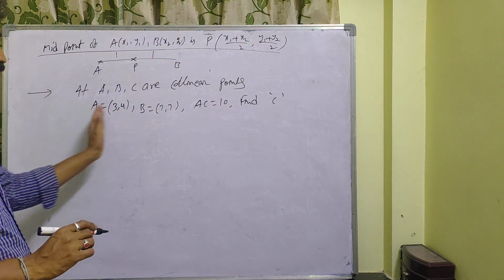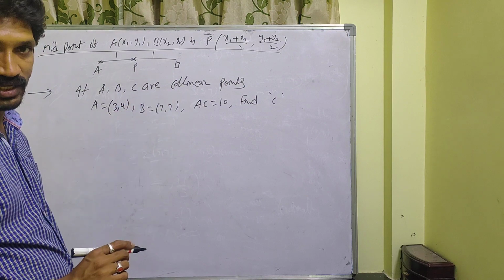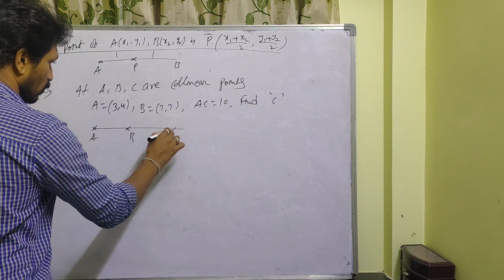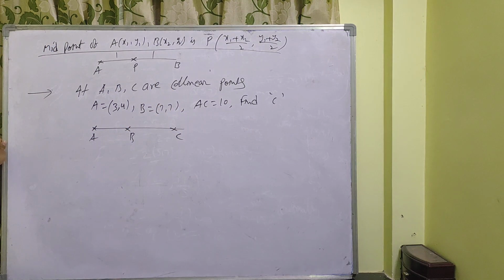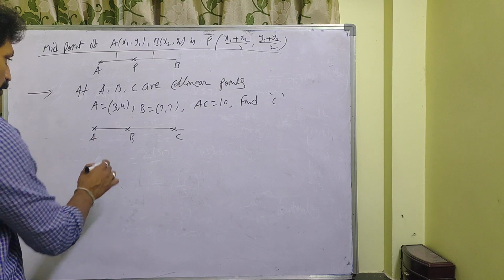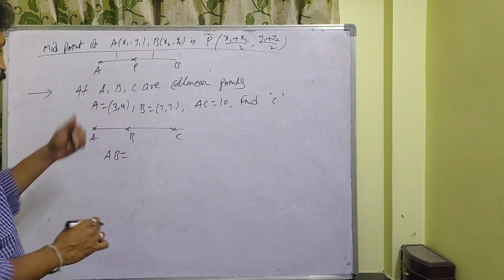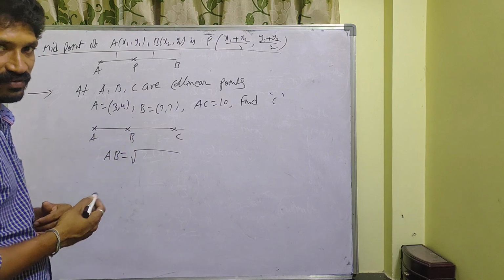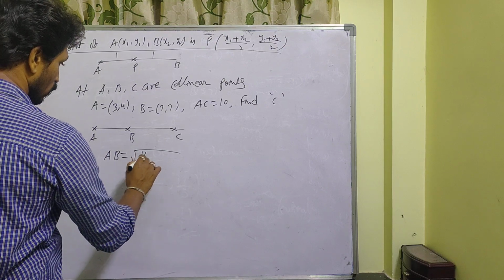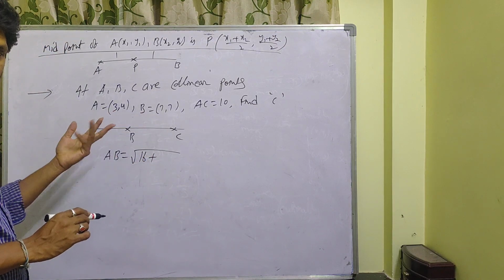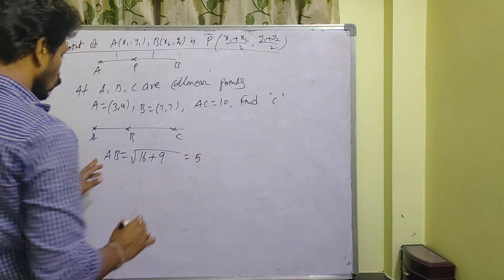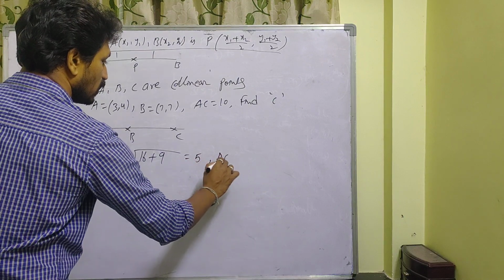So A, B, C are collinear points. AB is given by the coordinates, and AC is equal to 10. Collinear means they lie on one line. First of all, you find AB. AB is equal to root over (3 minus 7) whole square, that is 4 square, 16, plus (4 minus 7) whole square, that is 3 square, 9. So root of 16 plus 9, root 25, that is equal to 5. So AB is equal to 5, and AC is equal to 10.